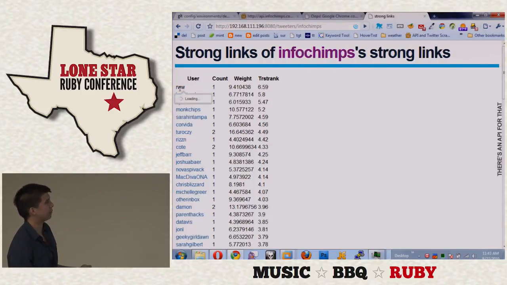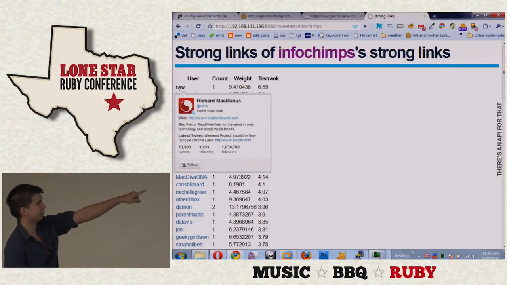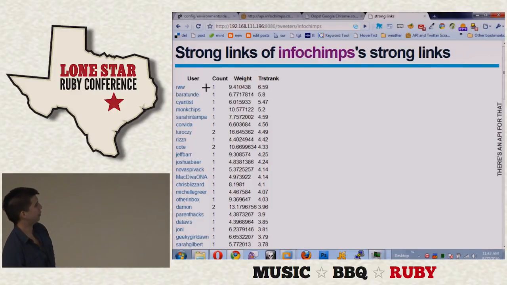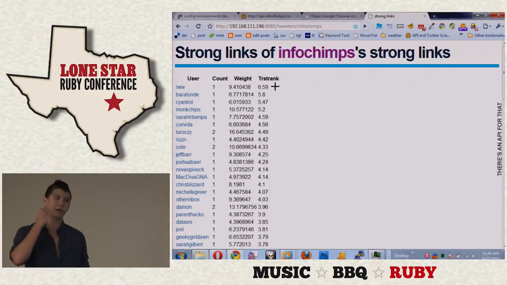The first person on here is ReadWriteWeb. We added the hover card thing with the Twitter API, and you can pull this up really easily. It gives you a little bit of information about them. ReadWriteWeb is rated really high because they're followed by a lot of people who are very well followed as well. This is a logarithmic, 0 to 10 scale. Imagine on the web, Facebook, Google, MySpace, Twitter are all going to be in the 8, 9, 10 range. Those are the ones you'd actually recognize on Twitter.